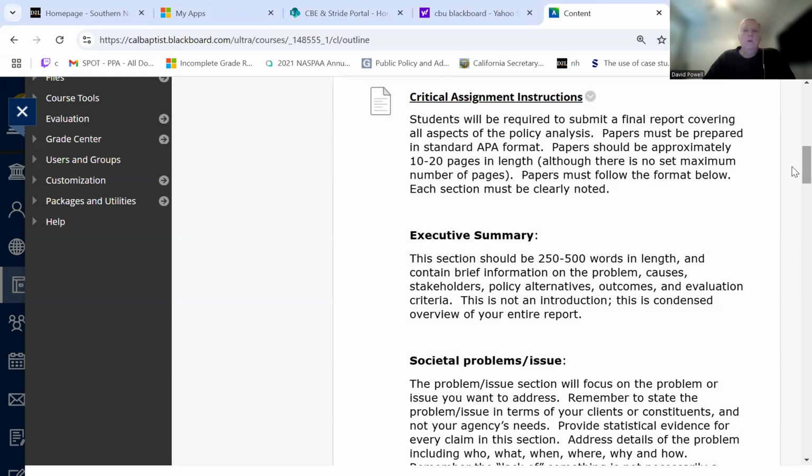But for this critical assignment, what you are required to do is submit a final report covering all aspects of a policy analysis. This is a policy analysis course, and so your walkaway should be a comprehensive policy analysis. As always, the paper will be completed in APA 7th edition format. It should be about 10 to 20 pages in length, but there is no minimum or maximum number of pages. So if you can get it done in less than 10, that's fine. If it takes you more than 20, that's fine as well. The 10 to 20 pages is just provided here as a guideline, a rule of thumb. I'm much more interested in quality over quantity.